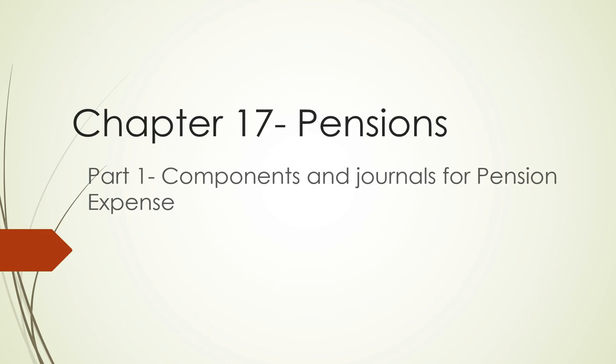Chapter 17 is pensions, and although the chances of you ever having to deal with pensions are slim, since most companies don't have them anymore, we still have to cover it, so here goes. In part 1, we're going to look at the components and journals for doing the pension expense. And then in part 2, we'll do the other, which is the pension obligation and the pension assets. So there's actually 3 components, and we'll walk through those in this presentation and the next.